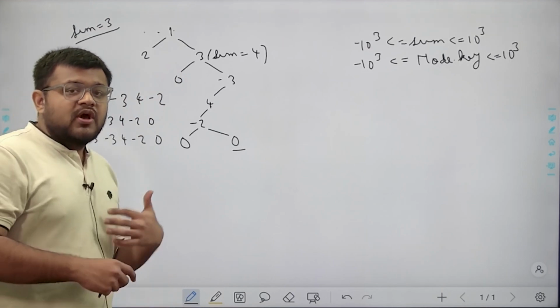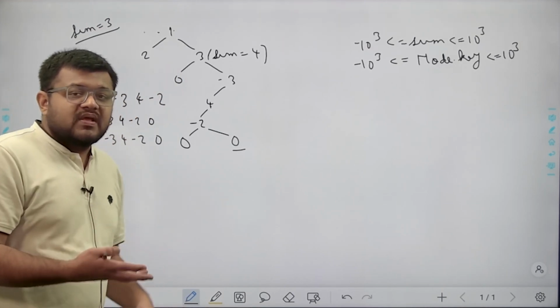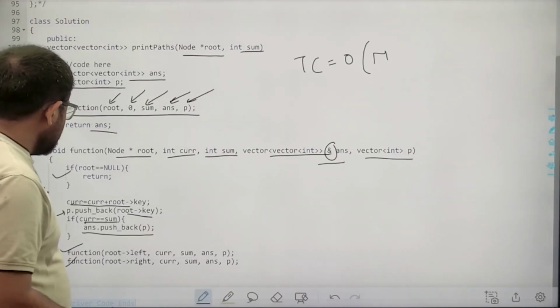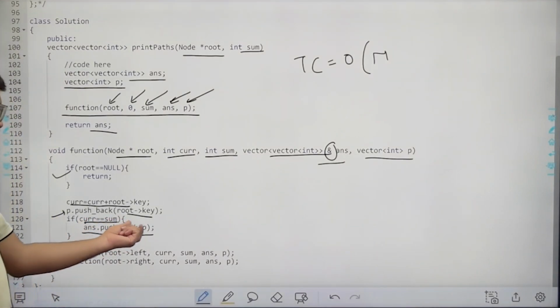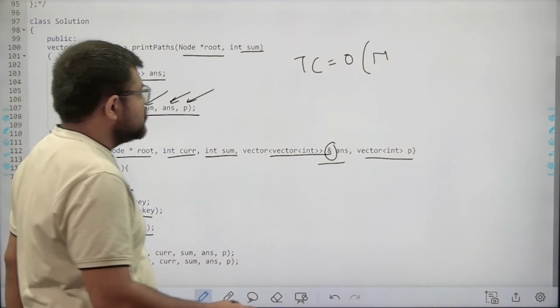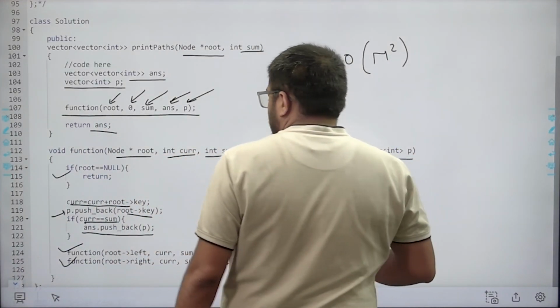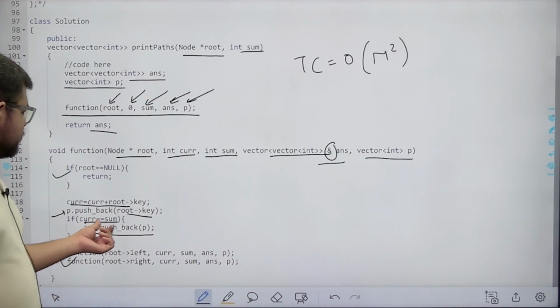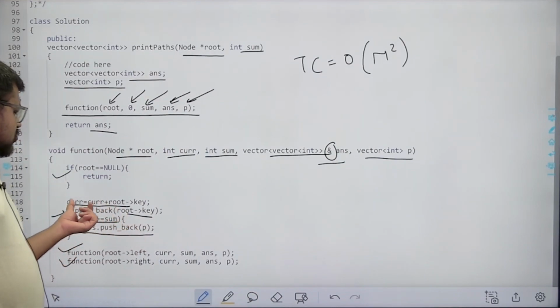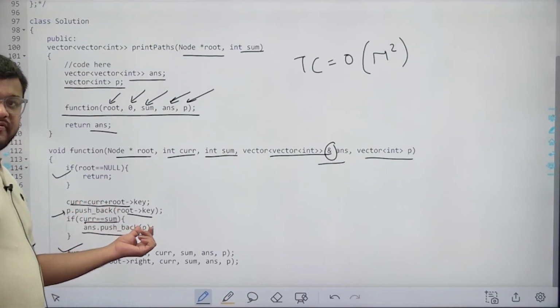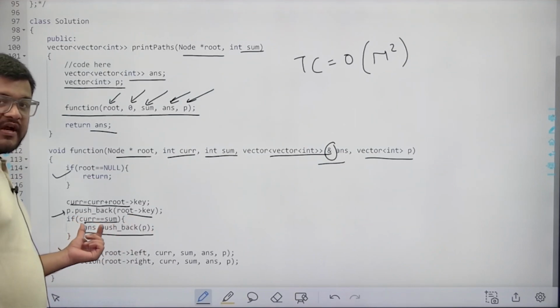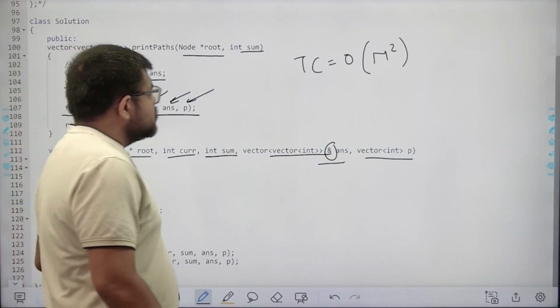Are you getting my point? So at max the upper bound can be given as n square, because here I am pushing back the elements and there may be repetition of elements. So I can say that the time complexity is big O of n square, or you can think of it like this: suppose this is the vector, you pop out all the elements of the vector and one by one push them into the answer vector, right? So there also repetition will occur.